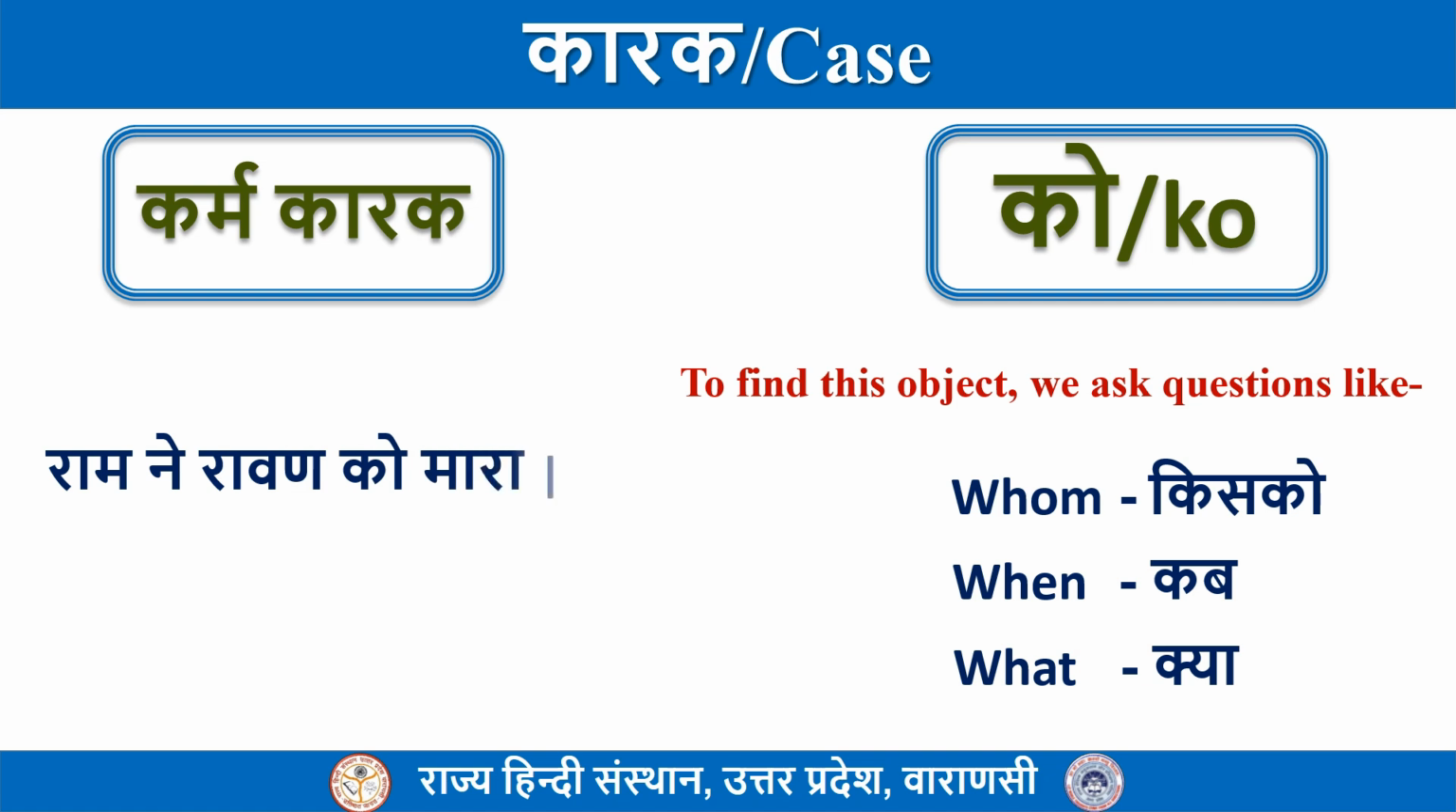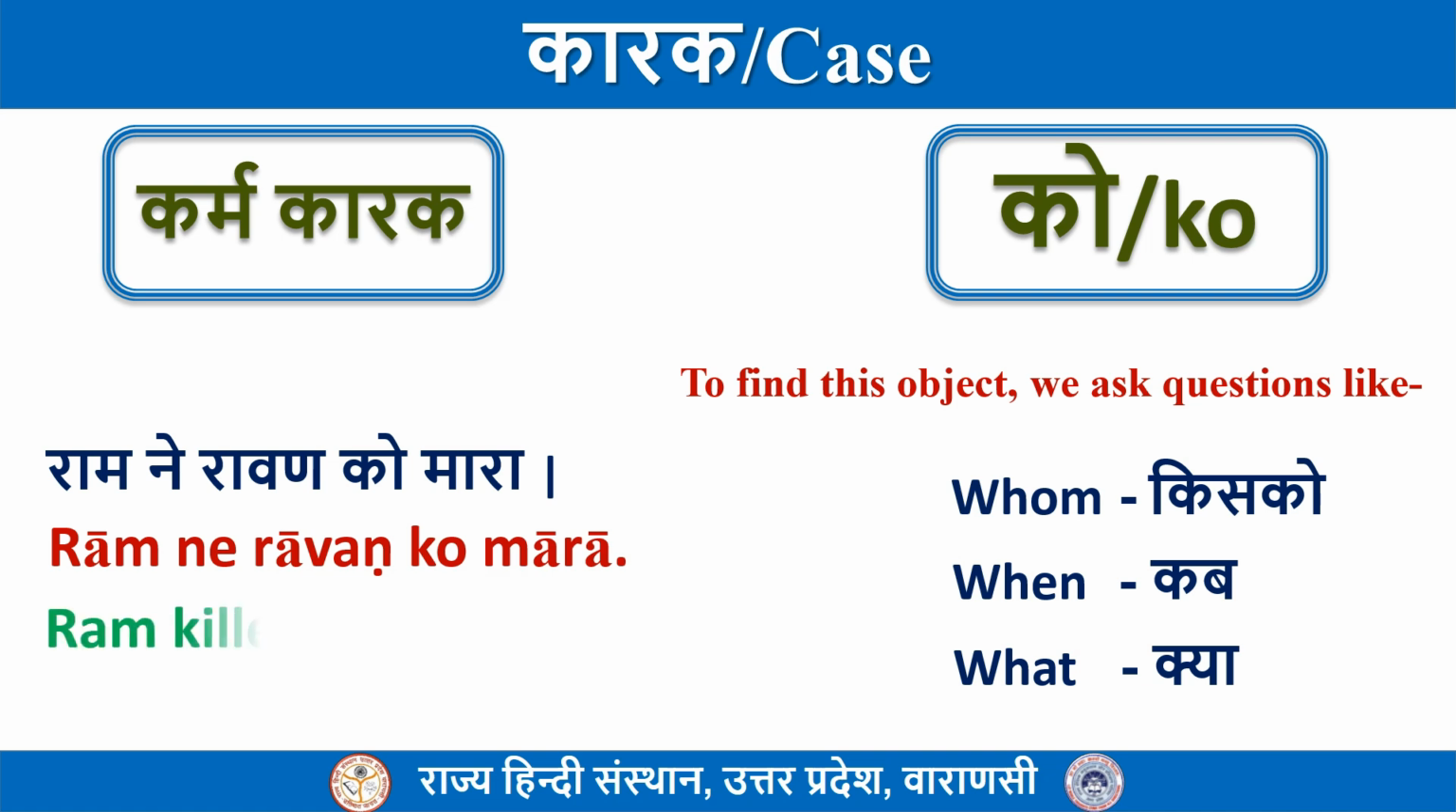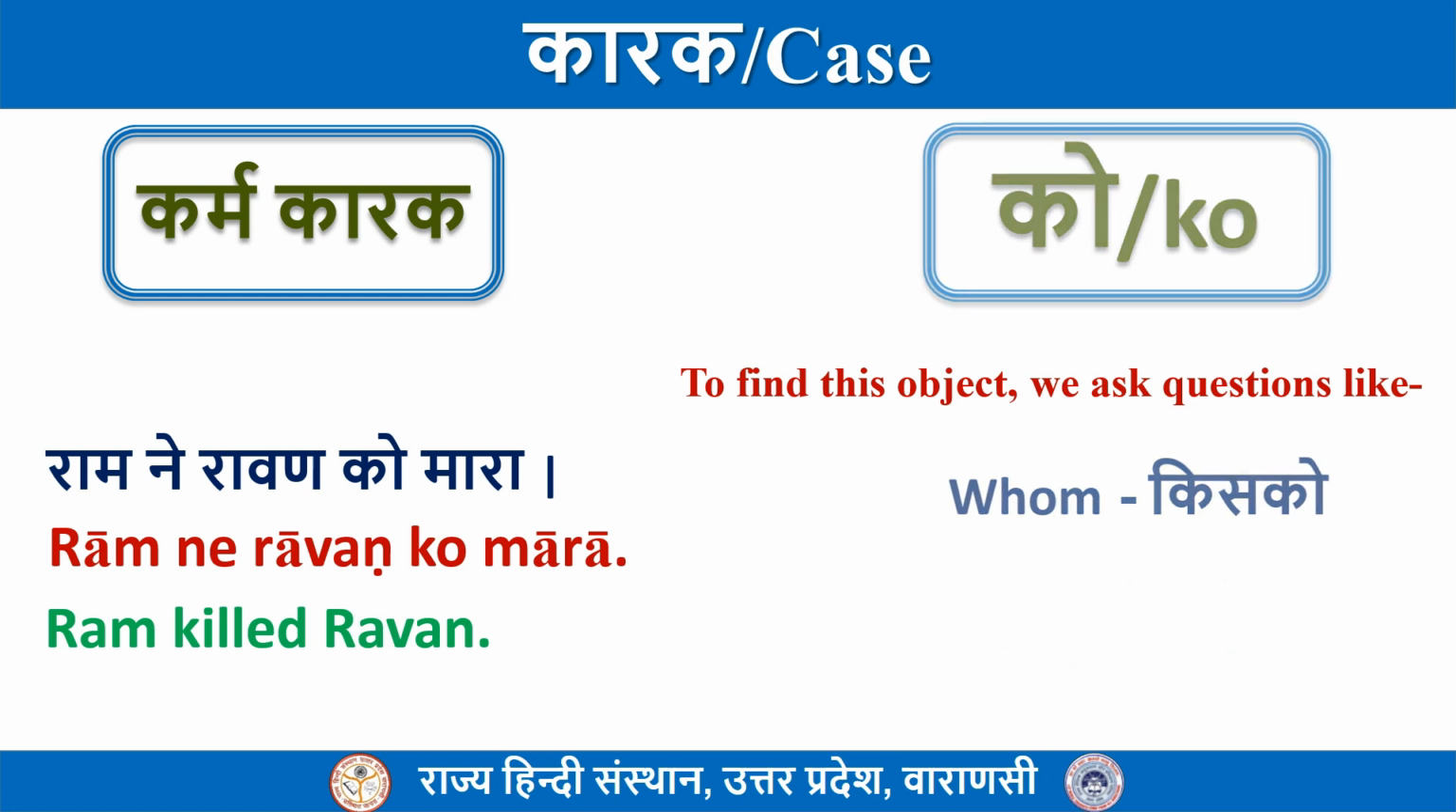राम ने रावण को मारा. Ram killed Ravan. Here the question type is whom. Whom did Ram kill? For which we have used the karam karak ko. Let's take one more example.